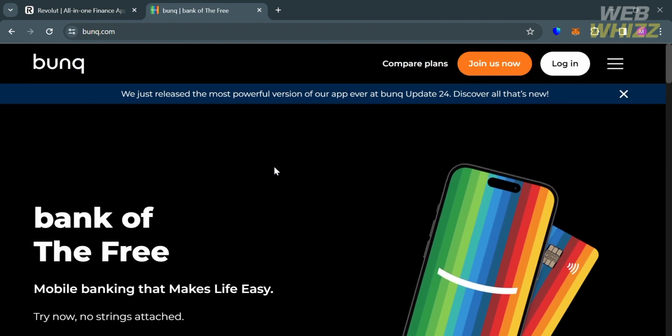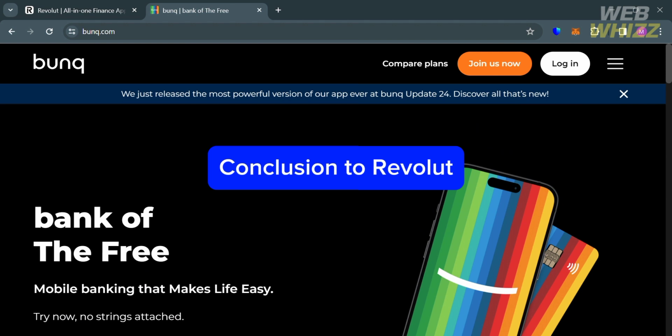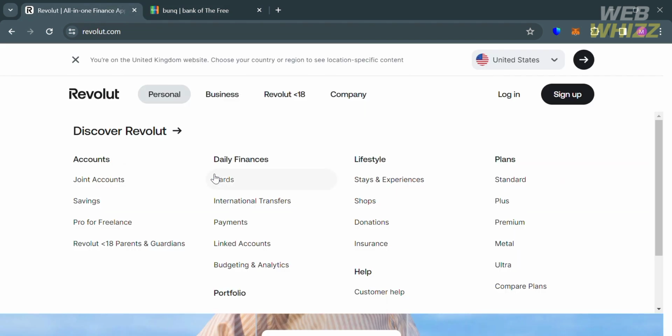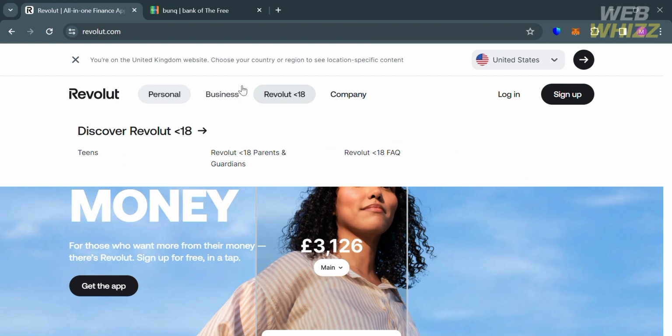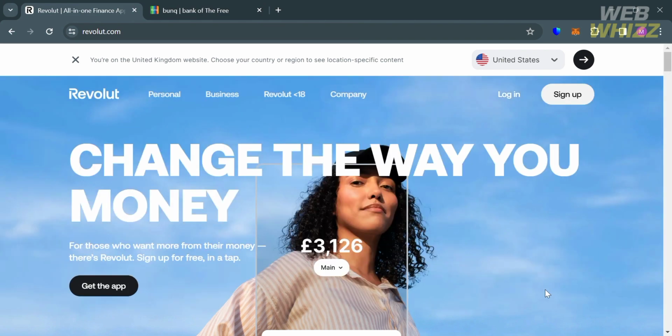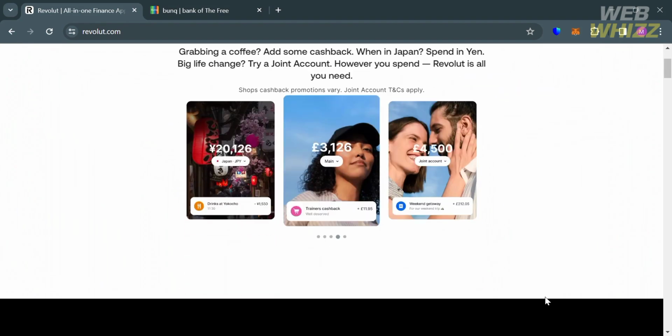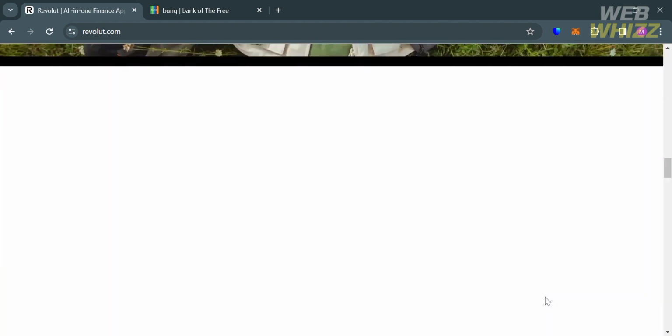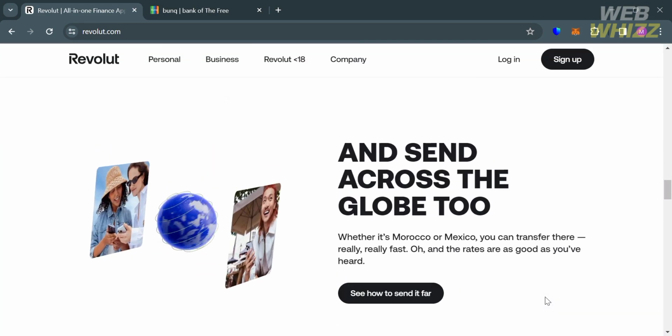And now to conclude, Revolut caters to individuals who frequently travel or engage in currency trading, in which it supports a range of countries and currencies, along with perks like travel insurance, access to airport lounges, and cashback offers. However, it is also important to note that Revolut is not a licensed bank and charges fees for ATM withdrawals and currency exchanges above limits.